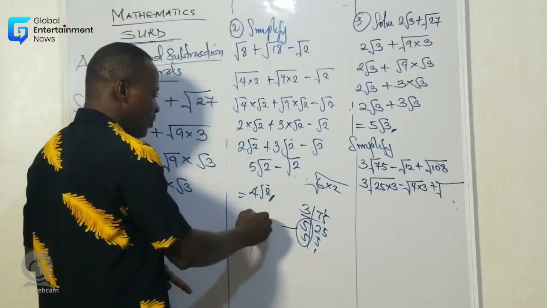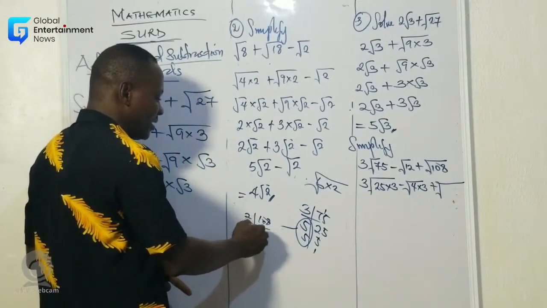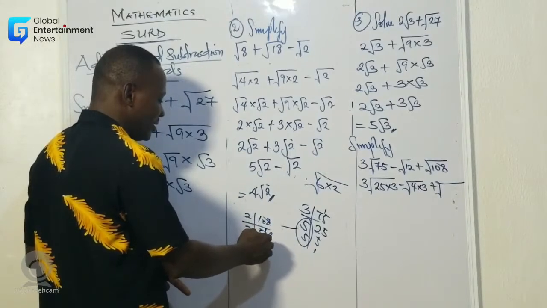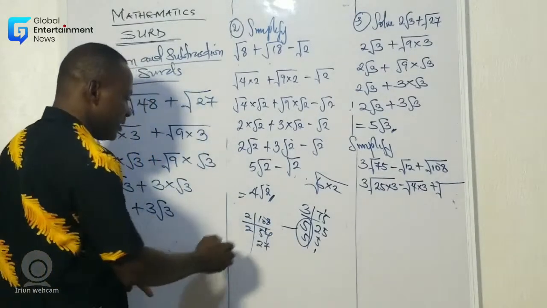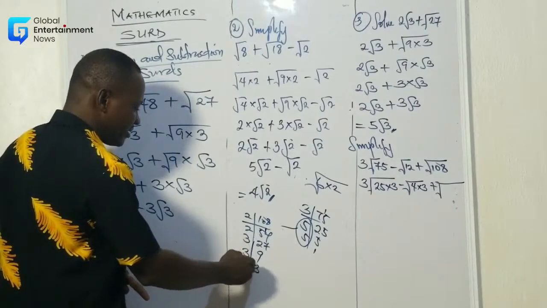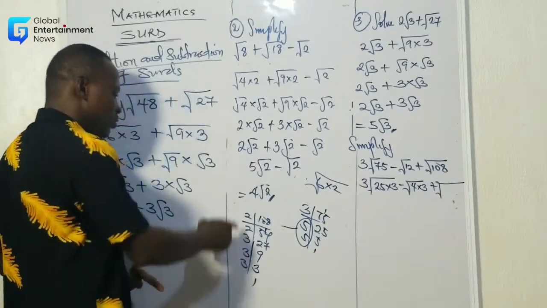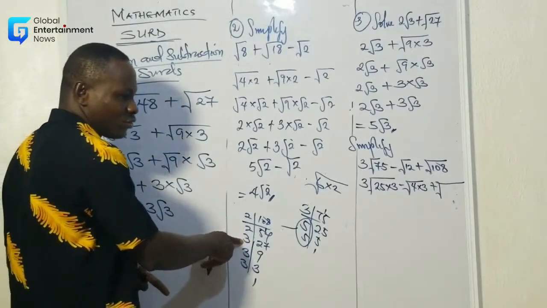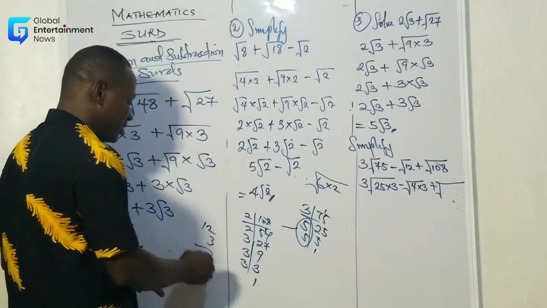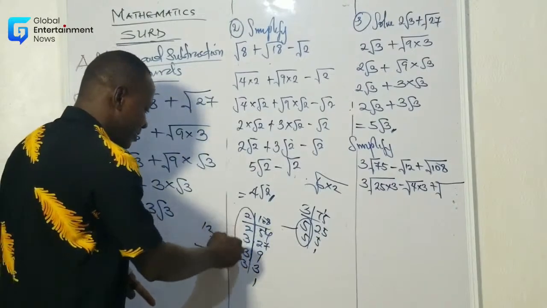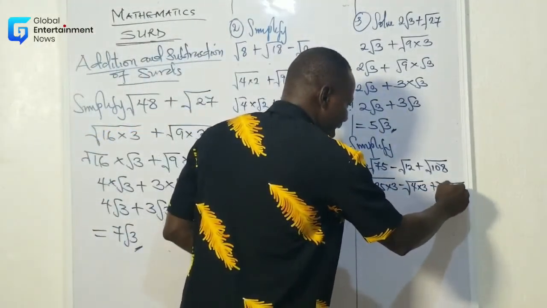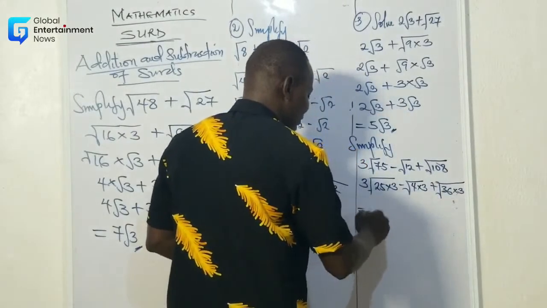Then plus, let's find 108. 108 will give us, how many 2 can we see here? 54. 2 here, we have 27. Then 3 here is 9, 3 here is 3, 3 here is 1. 2 times 2, 4. 4 times 3, 12. 12 times 3, that is 36. So we have 36 times 3. So what do we have left now?